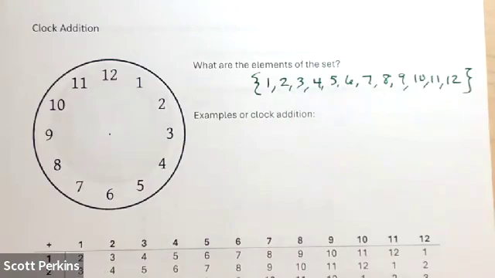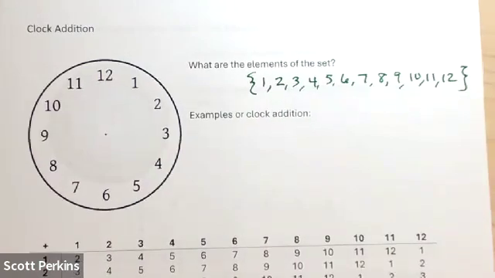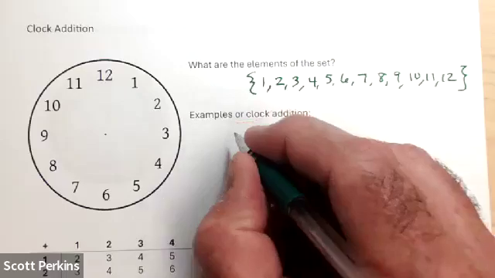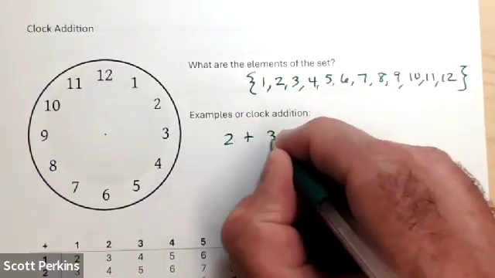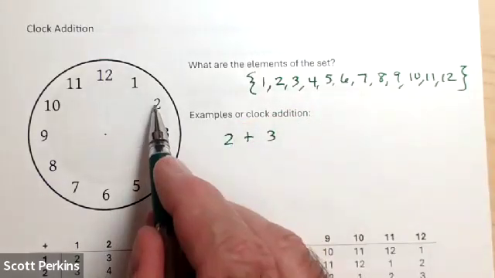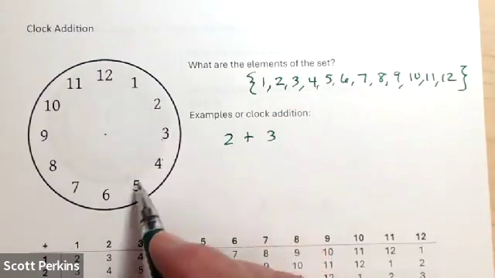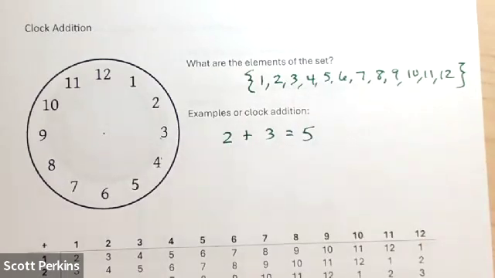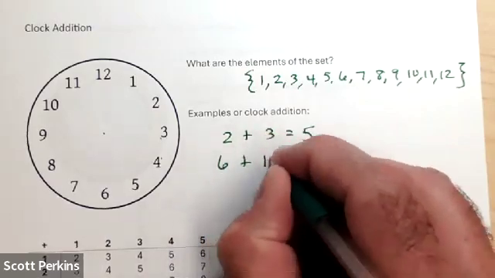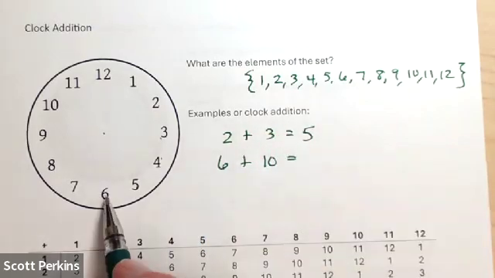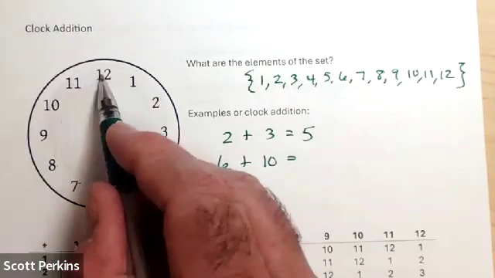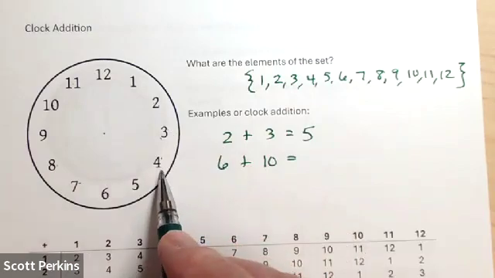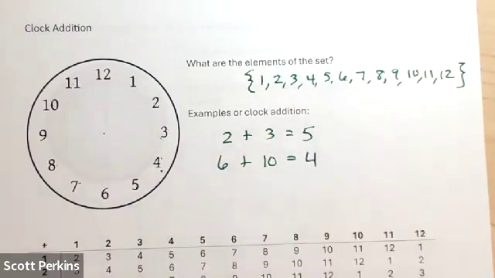So let's do some examples of clock addition. And we can use the clock. Let's say, okay, this is nice and straightforward. Let's say it's 2 o'clock and we go 3 hours later. Here we're at 2 o'clock. We go 3 hours later. That's 1, 2, 3. We're at 5 o'clock. That's pretty straightforward. We would have probably guessed that anyway. Let's say it's 6 o'clock and we go 10 hours. So 1, 2, 3, 4, 5, 6, 7, 8, 9, 10. We end up at 4 because we're going around in a circle.